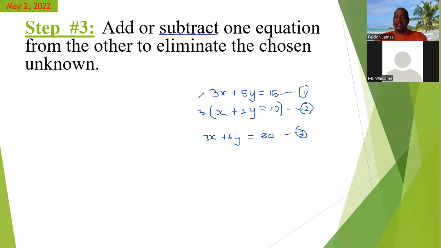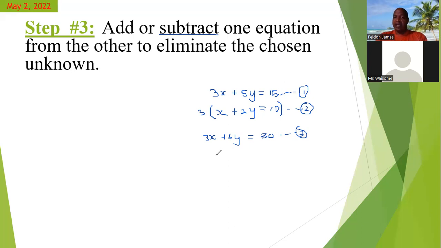Now, the reality is you are likely to take away equation one from three, because equation one has smaller coefficients. You would be able to take away equation one from three without any real problem with your calculation. However, you could choose to take away three from one, but you would have to bear in mind that you would now work with negative values. So it really doesn't make a difference if you're subtracting one from three or three from one.